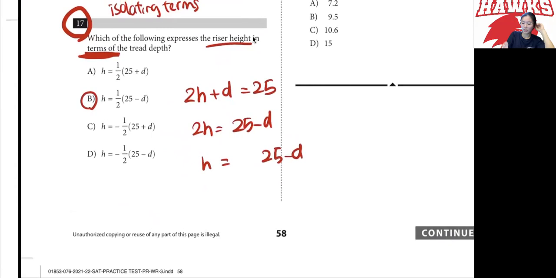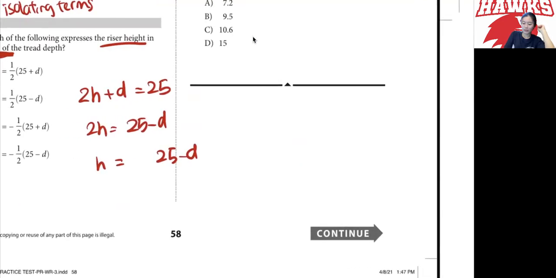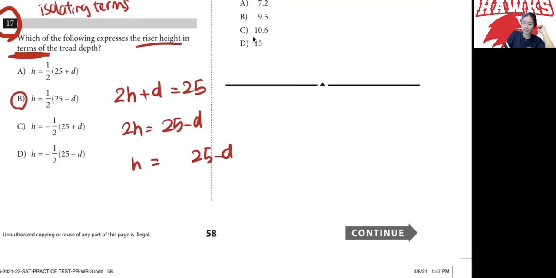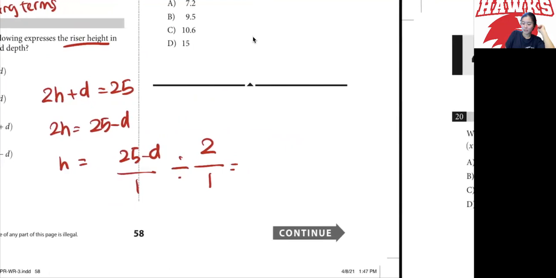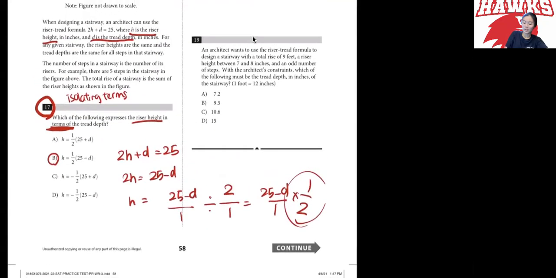So essentially, when you divide 25 minus D by 2, it's like this, right? If you expand it a little bit, it means divided by 2, which means it's 25 minus D times 1/2, right? So that basically means it's times by 1/2. So you got to do all that in your head.